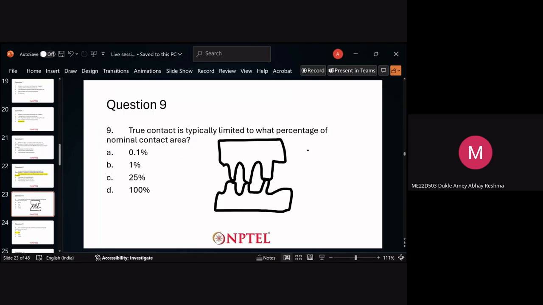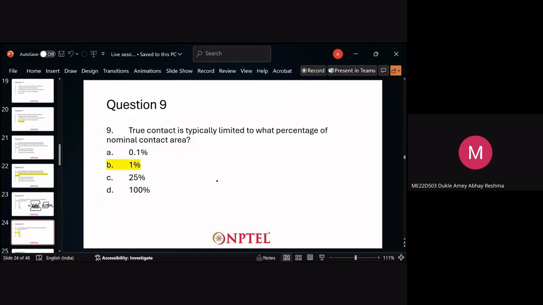This is your second object. So when you are looking from far, it will basically look as if both the objects are in contact. So this is called the nominal contact. But the true contact is basically happening at only a fraction of the real contact angle. So when you see here, this is the nominal contact, and this is the true contact. Typically, what we see is the true contact is only 1% of the nominal contact area.